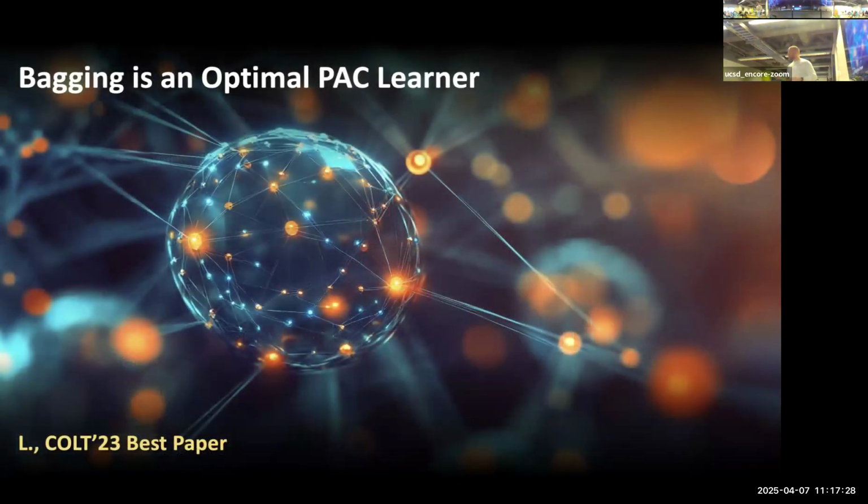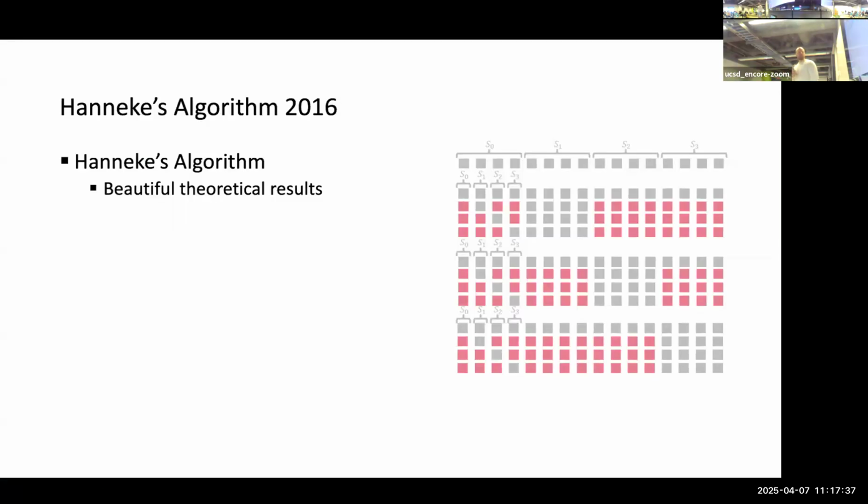So, okay, now I guess we're getting to the first paper that I wanted to talk about, a work from COLT '24 called Bagging is an Optimal PAC Learner. The starting point of this work is Hanneke's algorithm here. I think it's a beautiful theoretical result. You finally got this optimal sample complexity for PAC learning after like 30 years or more after the original results.